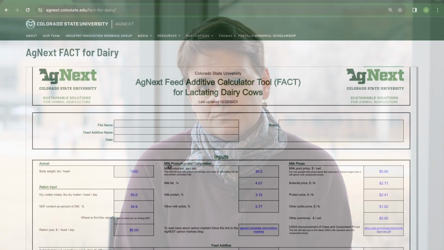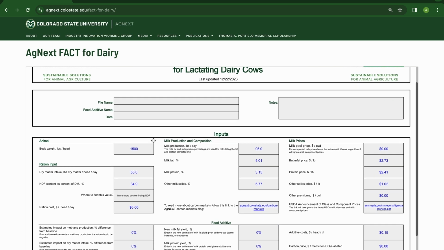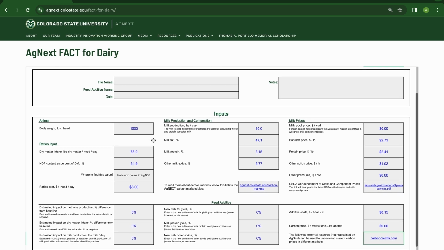This tool can be used to assess your baseline enteric methane emissions, look at the impacts of feed additives on enteric methane emissions, but also animal performance and your margins in terms of income over feed costs. So we're going to walk through the AgNext feed additive calculator tool, or FACT, for lactating cows. The first part of this tool up at the top is just a section for you to enter, if you so choose, information such as the date for later use when you print out the results.